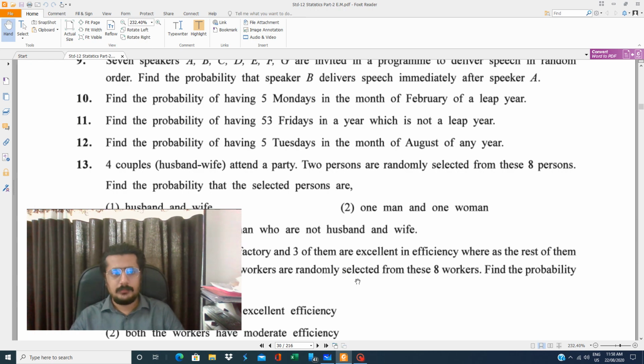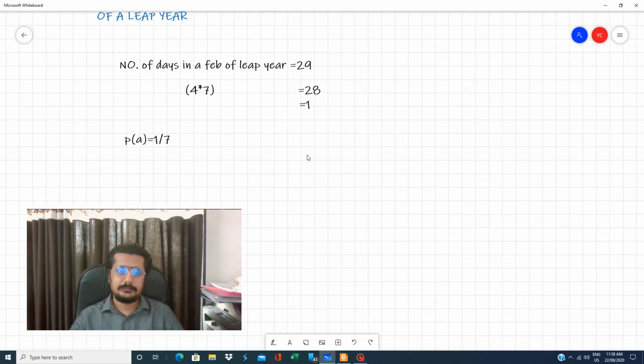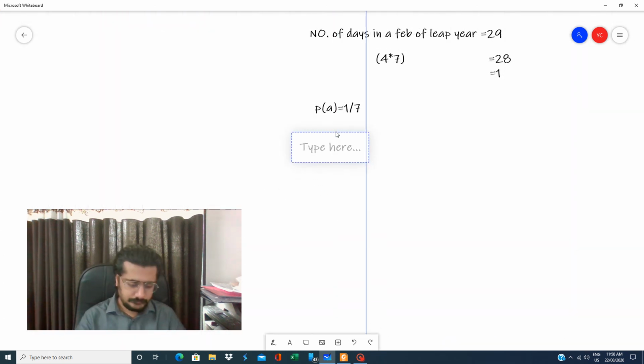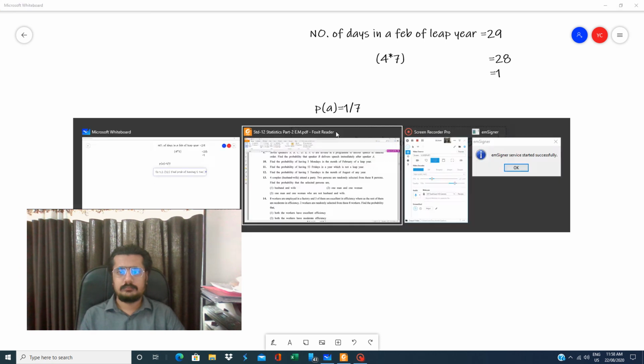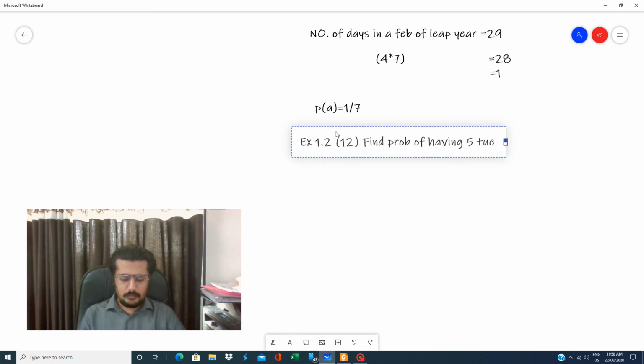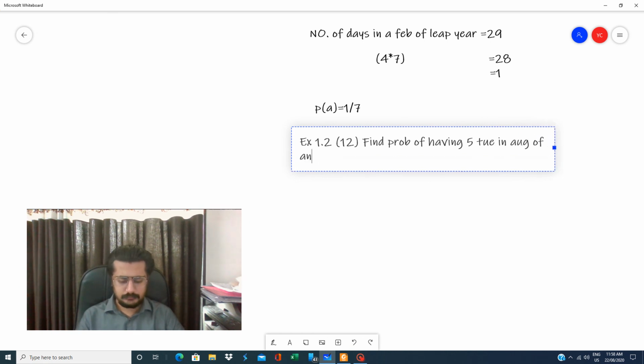And the 12th sum of the exercise. Find the probability of having 5 Tuesdays in August of any year.